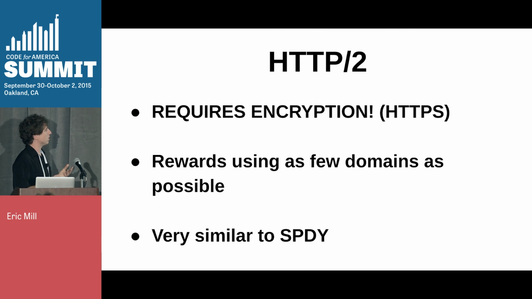So HTTP 2, I just said, rewards using as few domains as possible because of the way that it coalesces connections to multiplex stuff. And it also requires encryption. It doesn't actually require that in the spec, and this was a hugely political thing that everybody fought about for a whole year. And it looked for a while like Chrome and Firefox were going to be the only browsers that insisted on encryption, which is leaving them a little stranded.